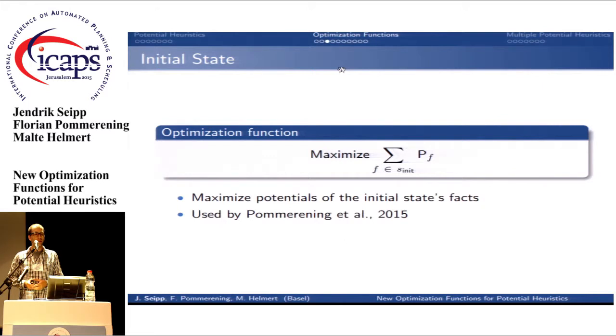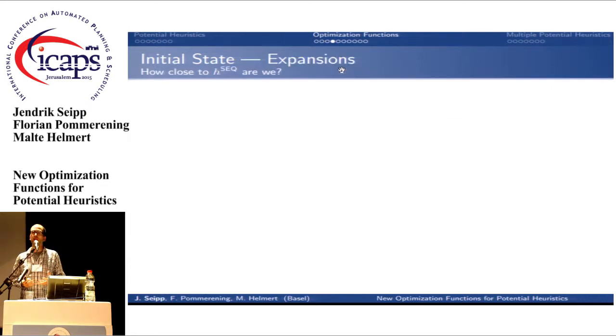Okay, if we optimize the heuristic values for the initial state, we just maximize the sum of the potentials of the facts that are true in the initial state. And this is the optimization function that was used in the original paper. Then the question is, if the state equation heuristic is an upper bound on what we can achieve, how close are we if we only focus on the initial state?